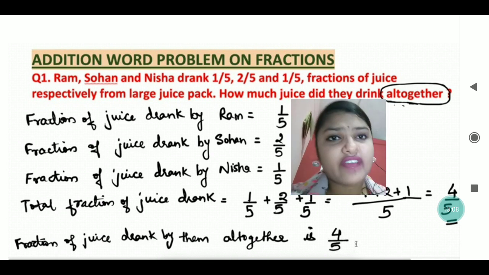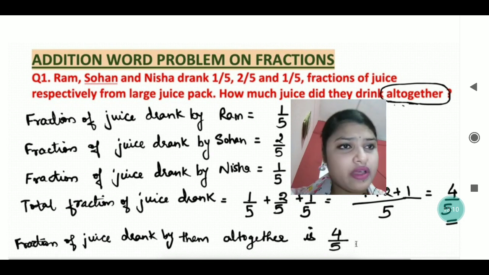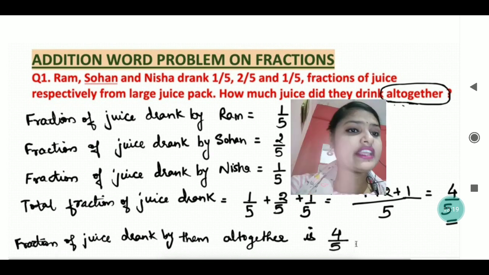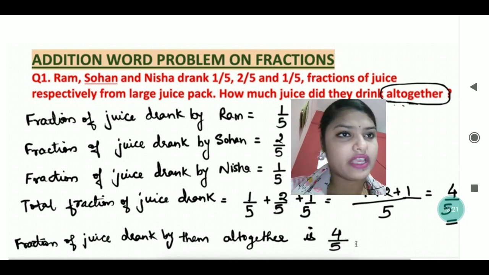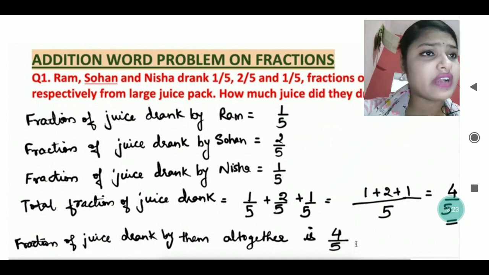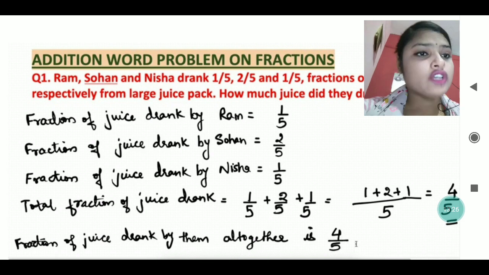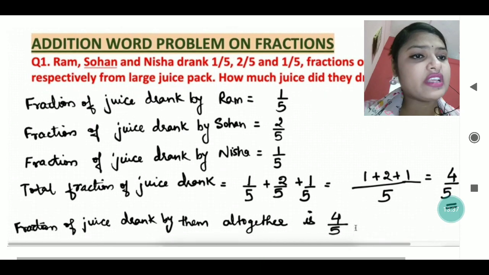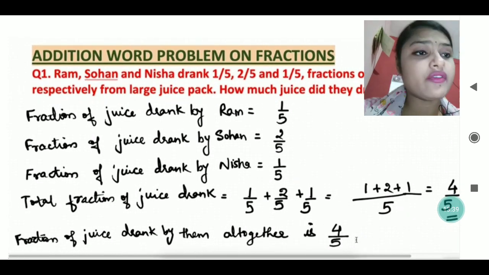So first we will write the fraction of juice drank by Ram, fraction of juice drank by Sohan, fraction of juice drank by Nisha. All we have written. We are seeing that all the denominators are 5 only. So nothing to do. All the numerators we will write together and we will find the sum. So 1 plus 2 plus 1 will be 4 by 5. The fraction of juice drank by them all together is 4 by 5, which is a proper fraction.